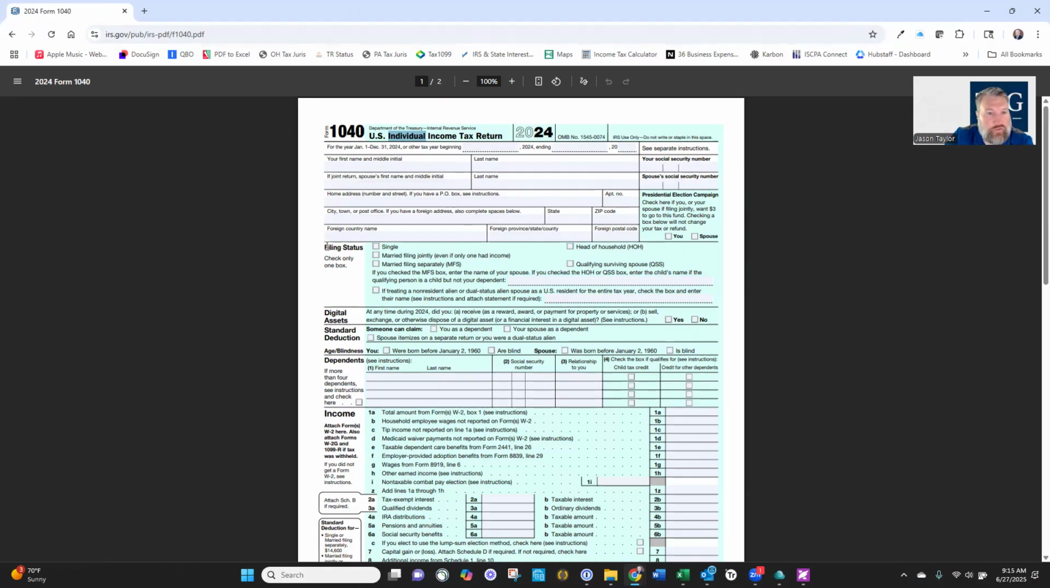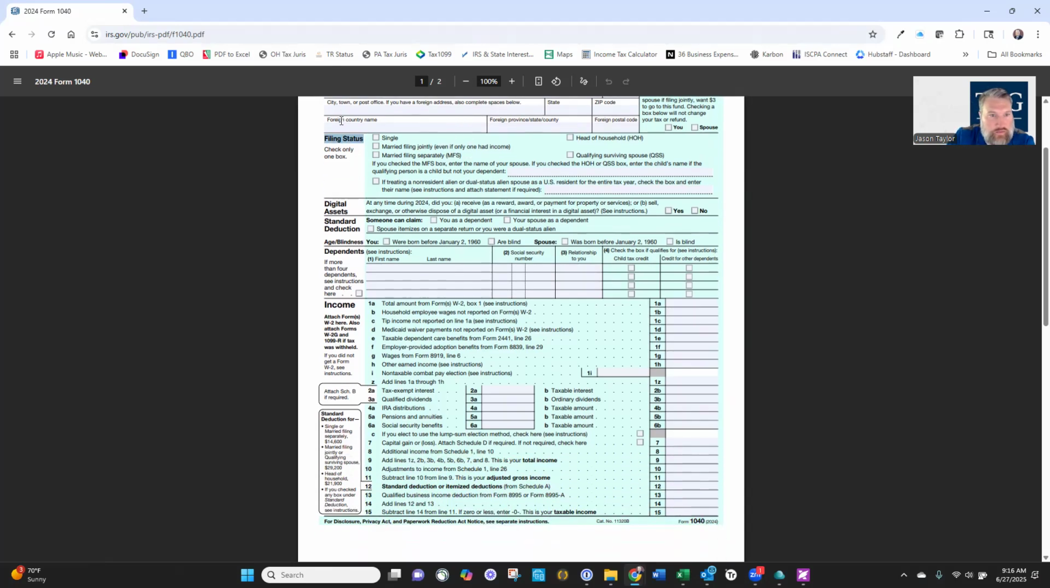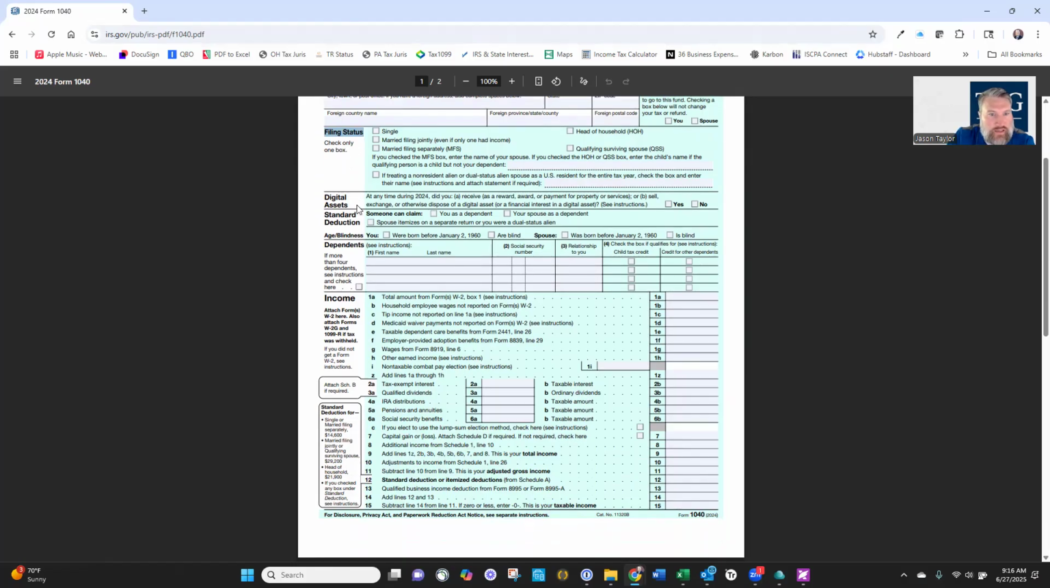And so then you have your filing status down here, which is where you have single, married filing joint, married filing separate, head of household, surviving spouses, and non-resident alien statuses. Up here is just your personal information, social security number, address, and married filing status.